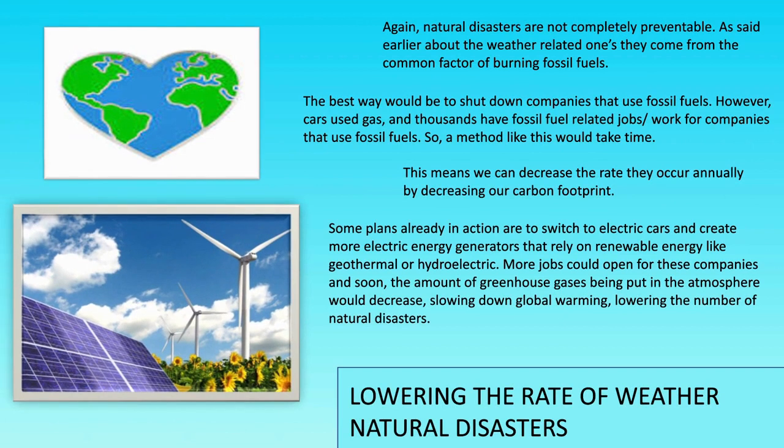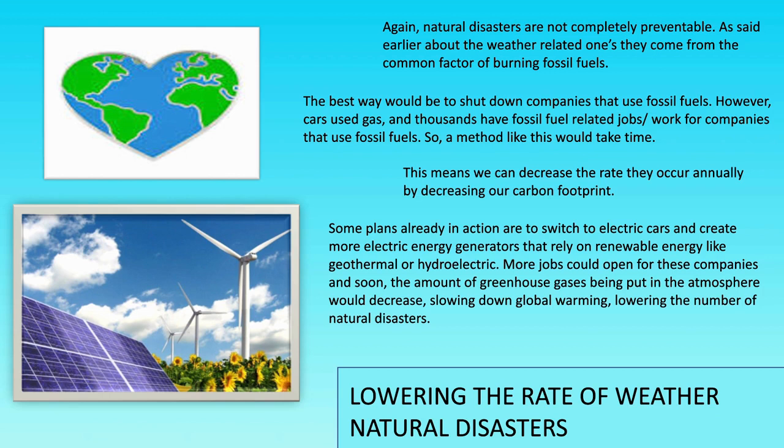So what do I mean by we can lower the rate of when a weather natural disaster comes? Well, they are not preventable, so we can decrease the rate. They all have the common factor of being caused by burning fossil fuels. So the easiest way is to shut down companies that use fossil fuels. However, it's not that easy since thousands, millions of people in the world use cars which use gas, so it's essential. And thousands have fuel-related jobs or work for companies that use fossil fuels like Chevron or Shell. So a method like this would take time but is possible.